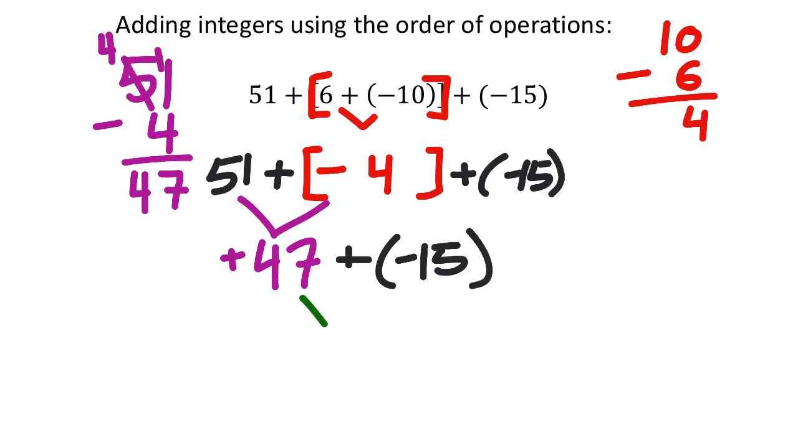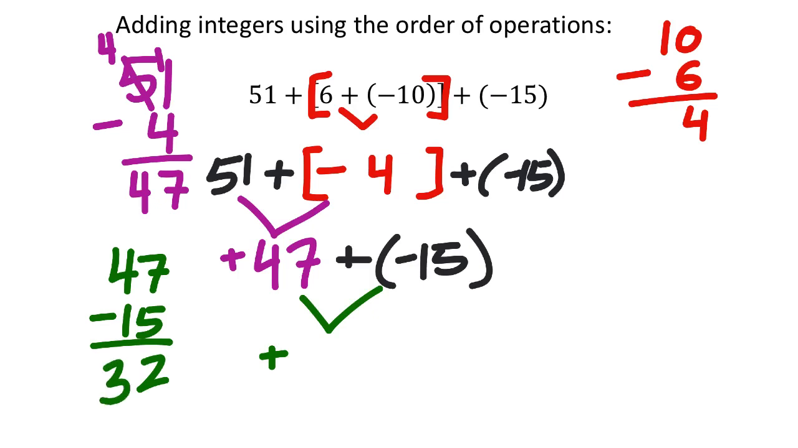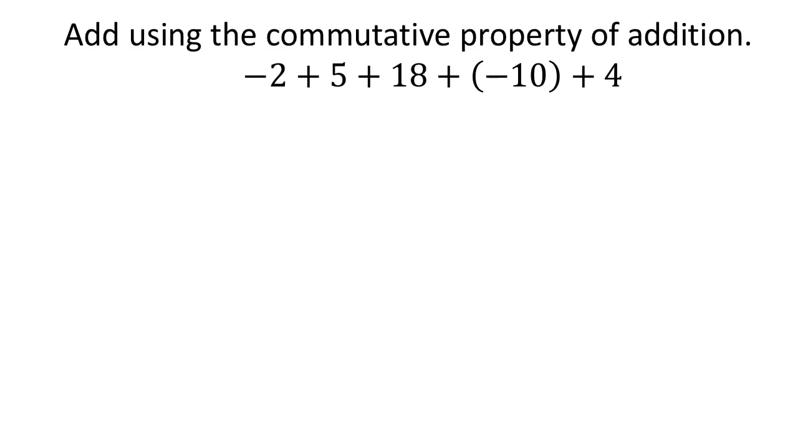And combining these, 47 plus negative 15, I've got more positives than negatives. So I take the big number, 47, and subtract the 15. 7 minus 5 is 2. 4 minus 1 is 3. Then we get 32. All right, now again, this method is not as commonly used when adding integers, but it is definitely a possibility to do. Now, in the end, we should end up with addition on this.